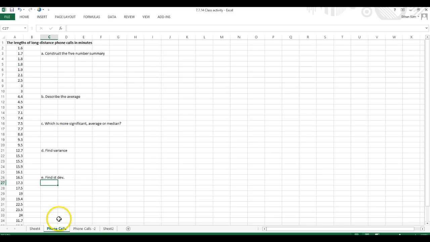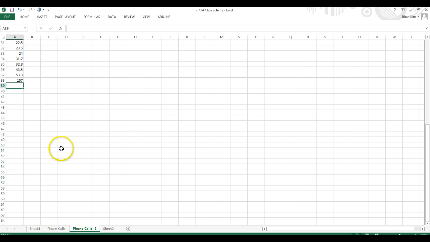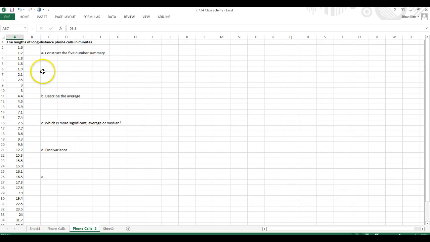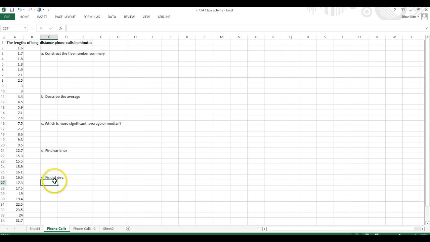And also, I forgot to tell you. If you look at the tabs, here is the phone call tab, and we have another one called phone calls 2. Right? So this is almost the same, but it's different. I changed around one observation, so it might be different. So I want you to be aware of it. So please work on these two tabs. This is a class activity, and we will discuss it. Right? So I'll give you about 20 minutes to work on it.